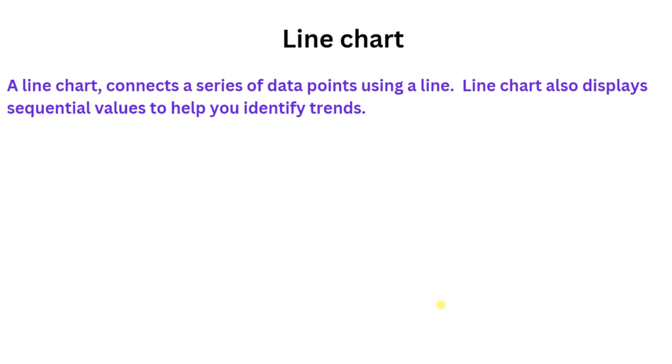A line chart connects a series of data points using a line. Line chart also displays sequential values to help you identify the trends. In business, line chart is widely used to display the time series data.